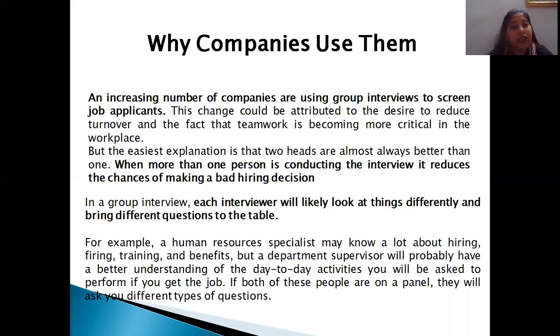In a group interview, each interviewer will likely look at things differently and bring different questions to the table. For example, we have seen in mock interviews when we conduct them in our university, the students come, and there are two or even three people taking the interview from different perspectives. One might be checking your technical skills, the other one might be checking your behavior, and the third one might be from HR. So different types of questions are going to be asked to the same candidate to check how he can fit in an organization on different parameters. That's why companies can go for group interviews.